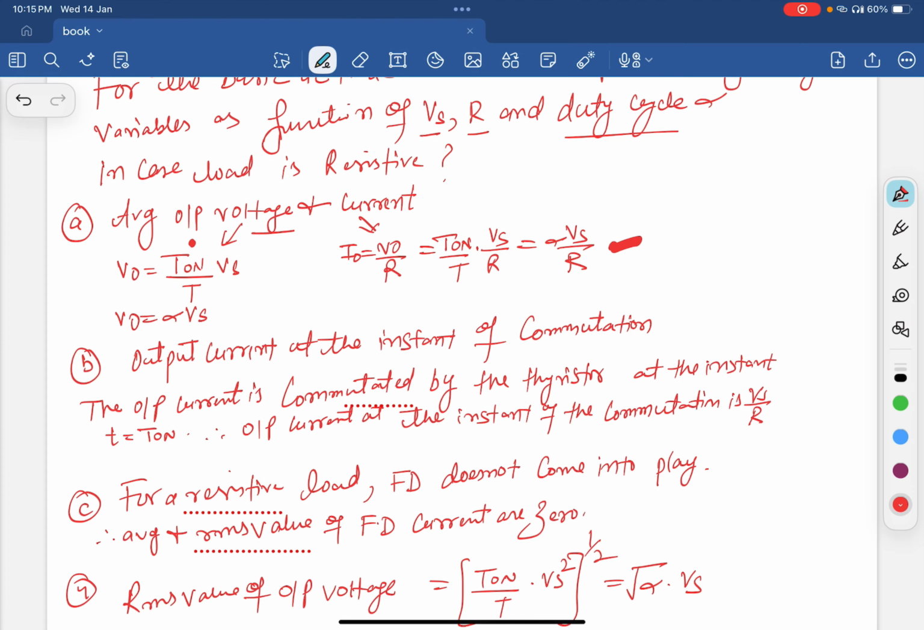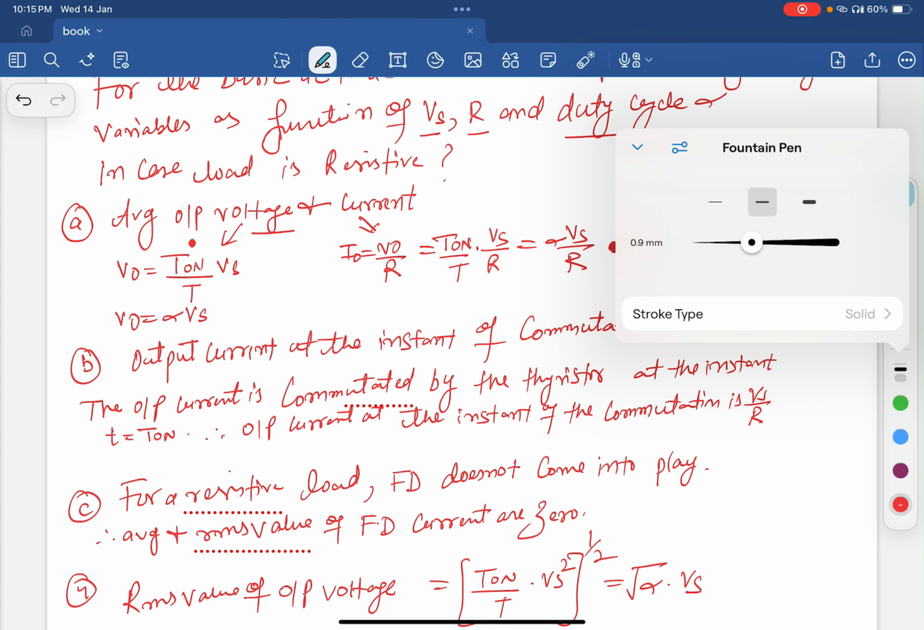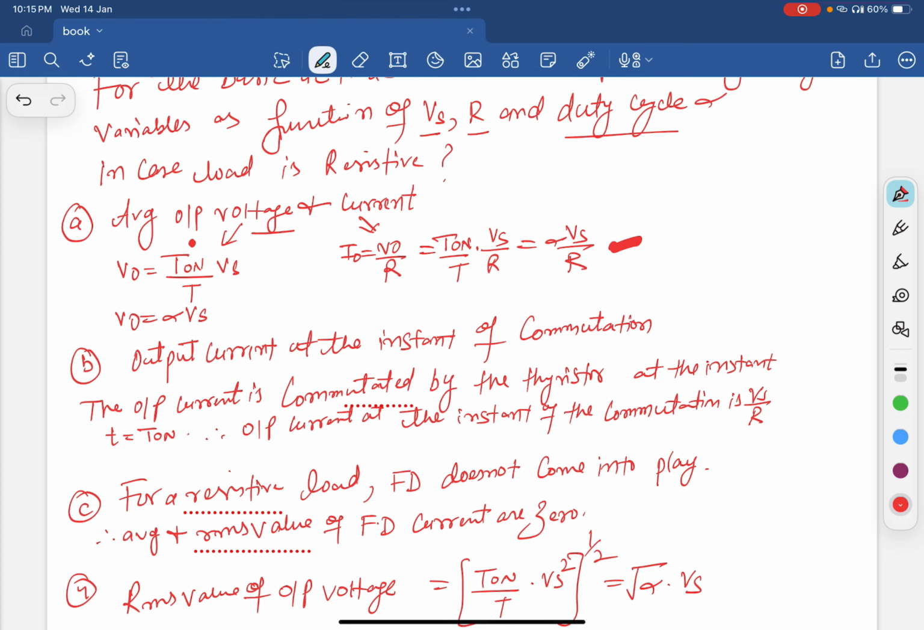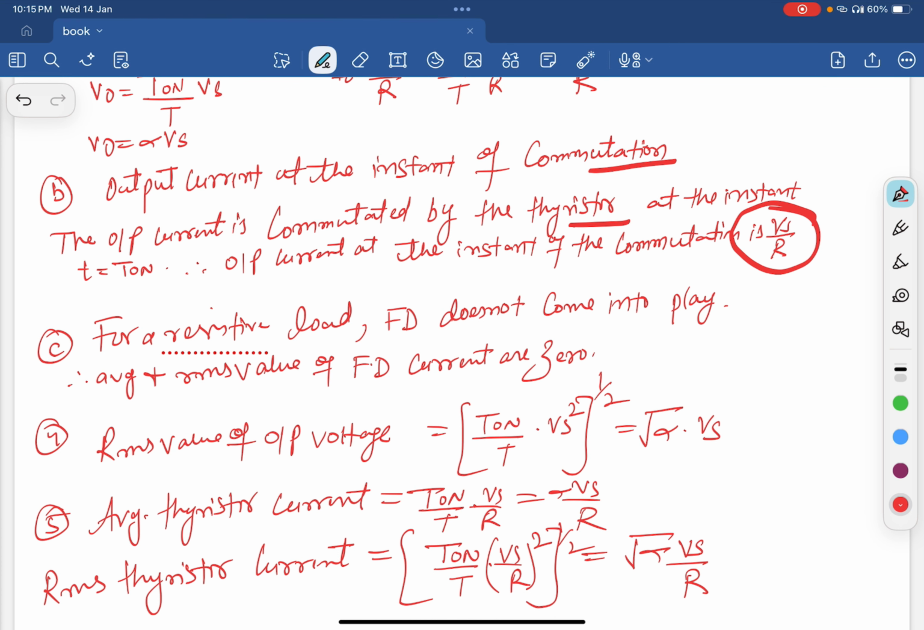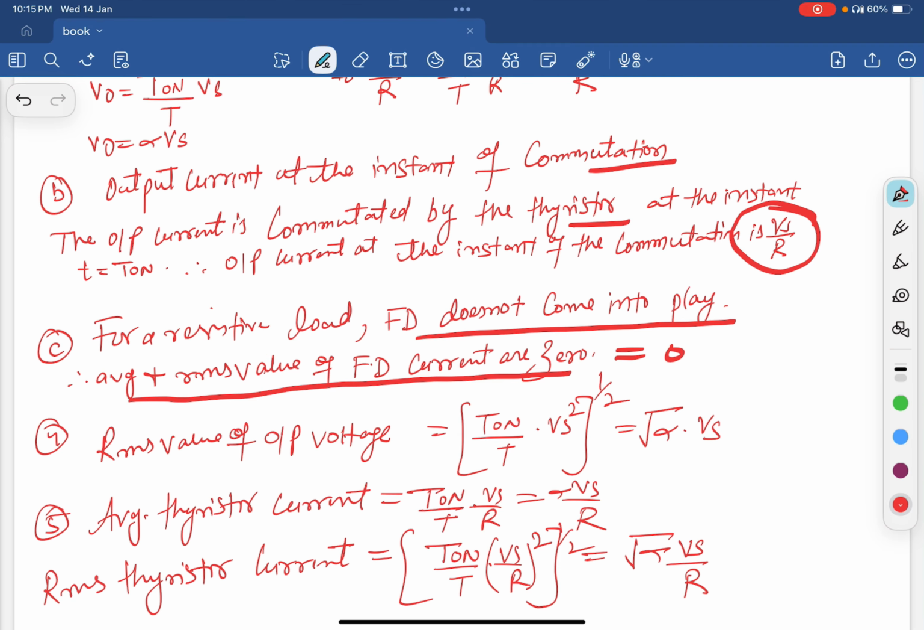Also, how do we calculate the output current at the instant of commutation? We know the output current is commutated by the thyristor at the instant T on, so the output current at the instant of commutation is Vs by R. Also, for the resistive load, the freewheeling diode does not come into play. The average and the RMS value of the freewheeling diode is 0. This question is always asked in the MCQ.